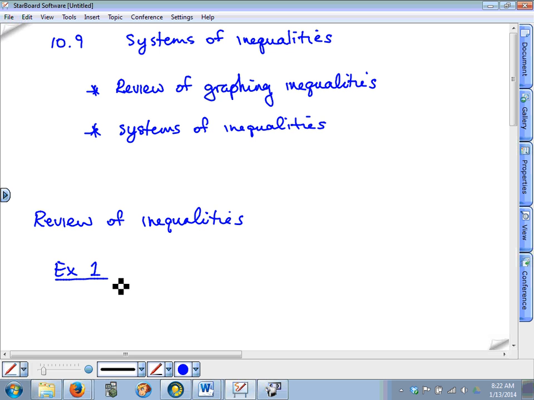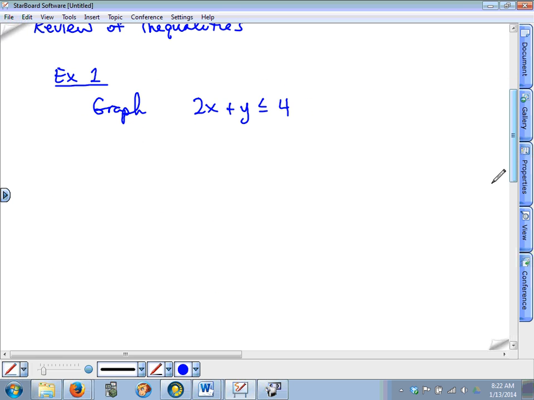Example 1. Graph 2x plus y is less than or equal to 4. Two things, well, really 3 things you got to consider. What type of a graph is it going to be? Linear, quadratic? Next thing is, is it going to be a solid graph or a dotted graph? And then the third thing is, where do you shade? Those are all things you got to consider.